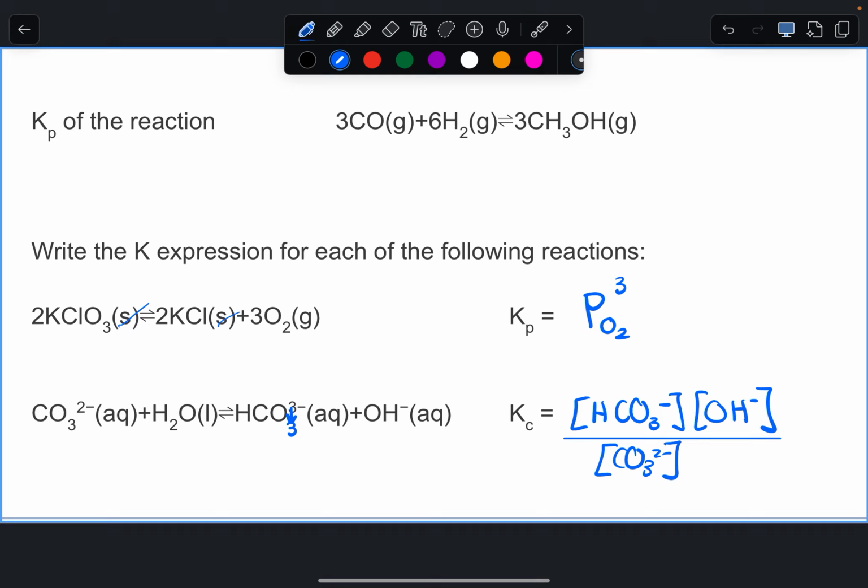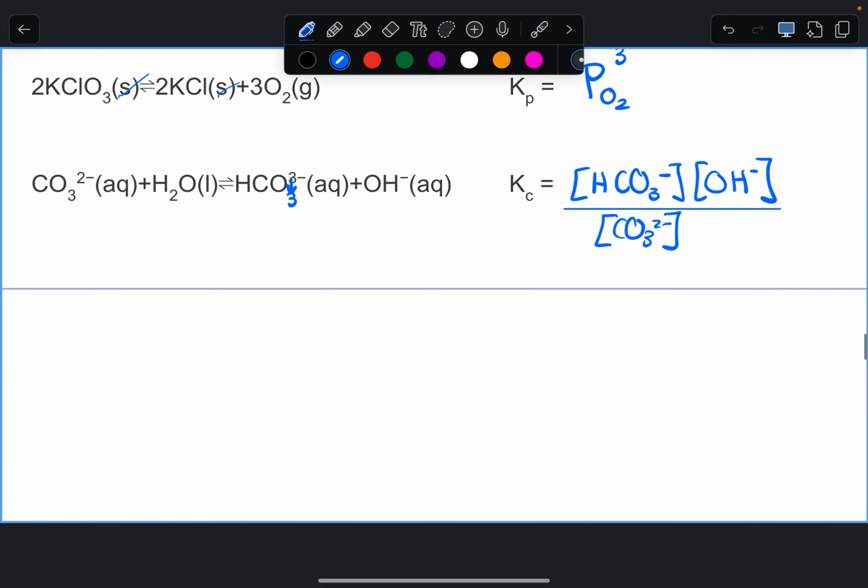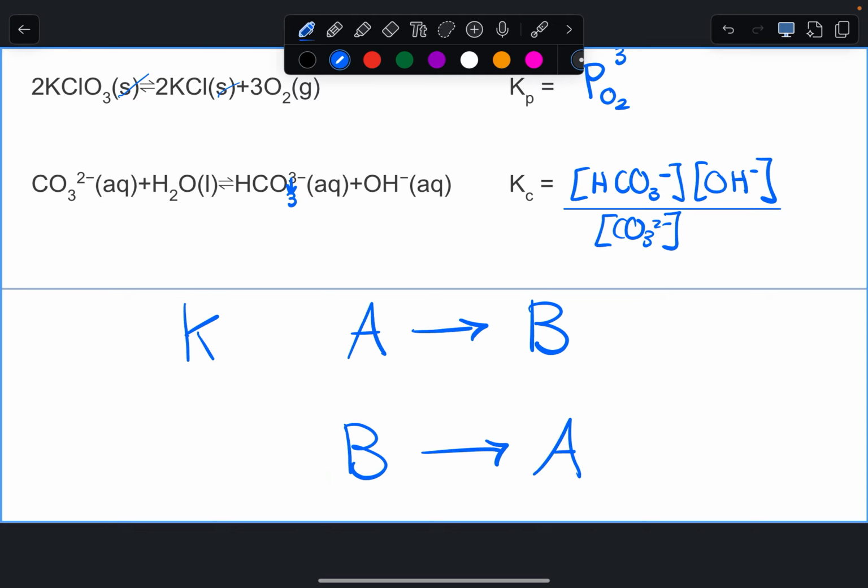Okay, one last detail we need to add in so that we're prepared to work with these K values. And that is what happens when we change an equation. You might be given the K for A goes to B, but what you actually need is B goes to A, okay? So you need to know how you can manipulate the K to get that. This is on the summary sheet as well.